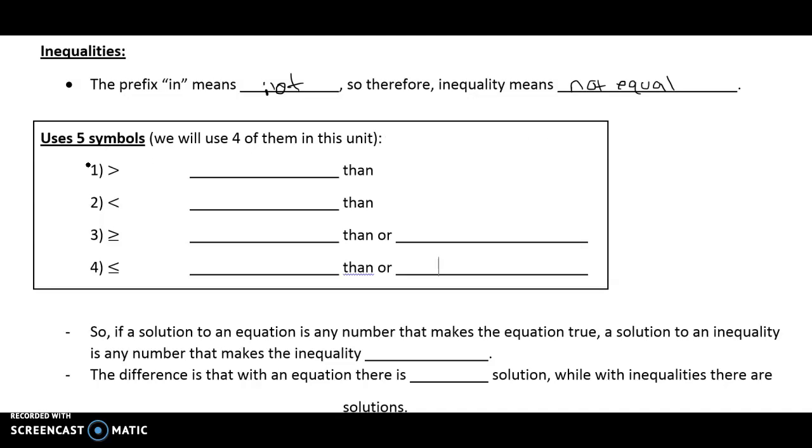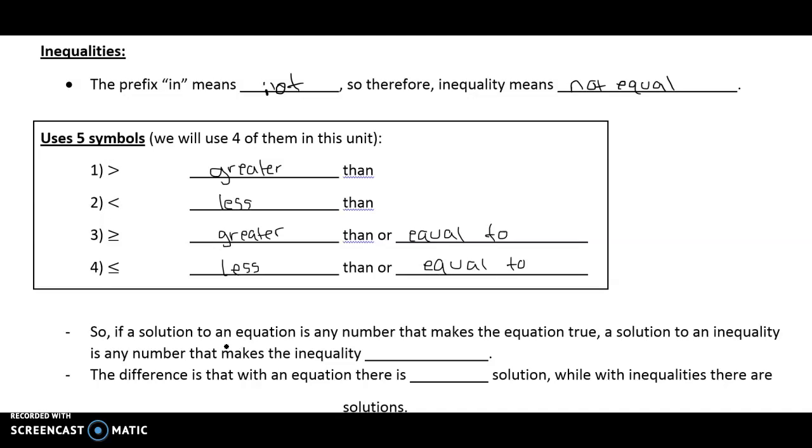So here are four symbols. This is your greater than, right? This is our less than. This is greater than or equal to. And then this is less than or equal to. Those are the four you'll see in this unit. Just make sure you know that it's kind of like an alligator. If it's opening up towards the bigger one, that means whatever was over here is greater than whatever is over here. And then the other way for less than.